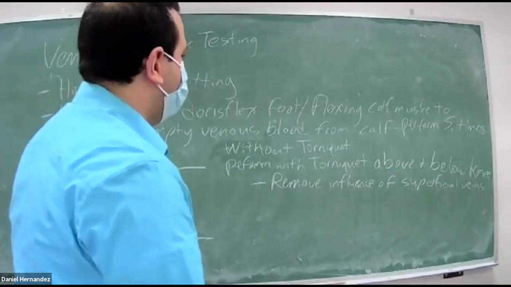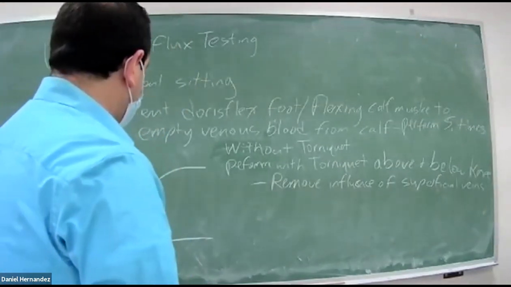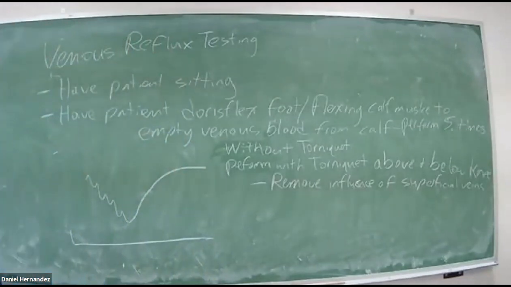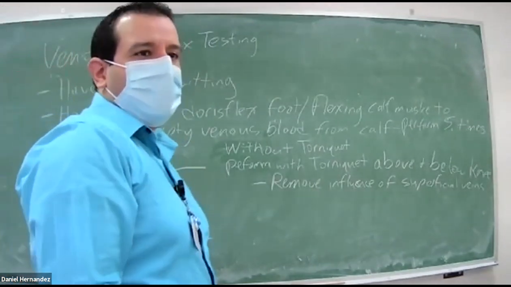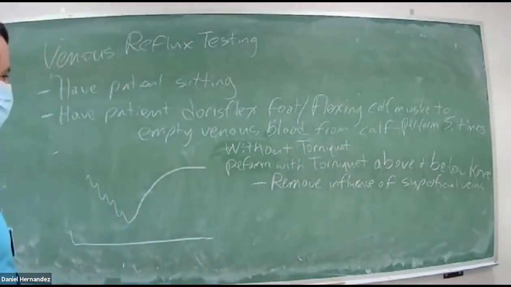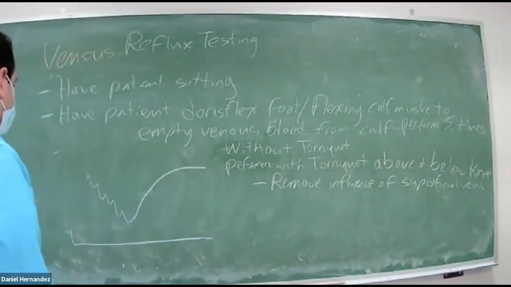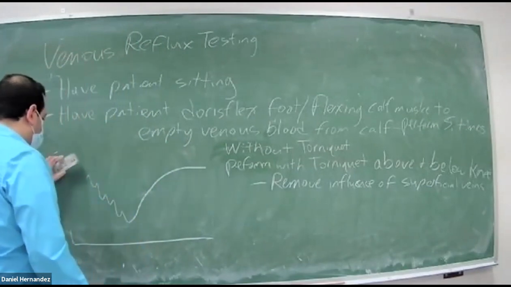So you place the tourniquet above and below the knee to remove the influence of the superficial veins. So above the knee, you're removing the influence of the greater saphenous vein. When you place it below the knee, you're removing the influence of the small saphenous vein.